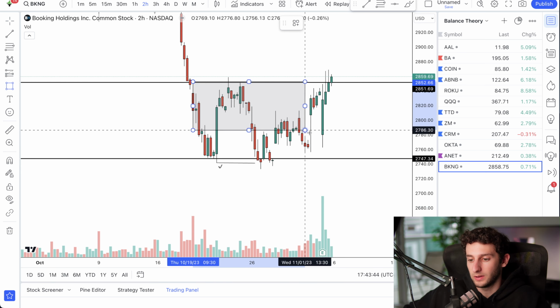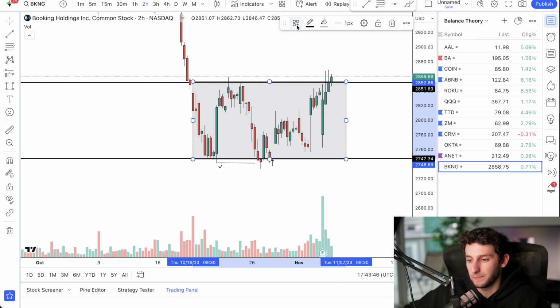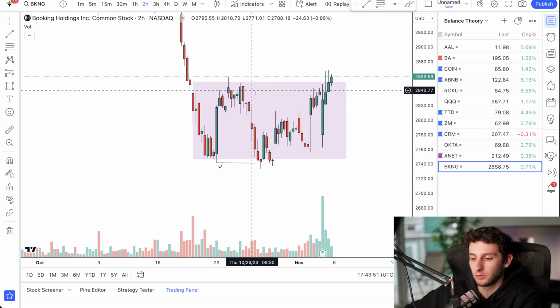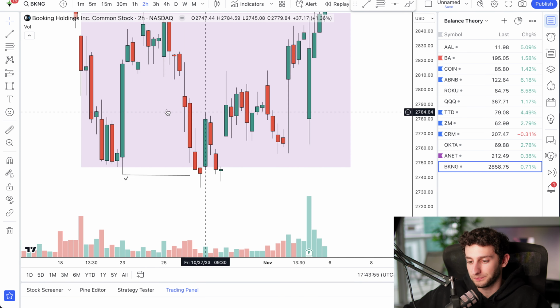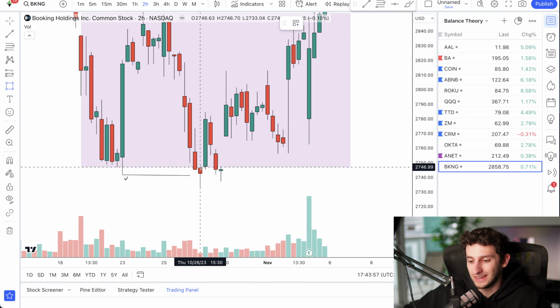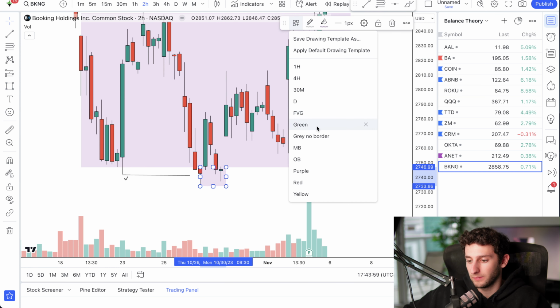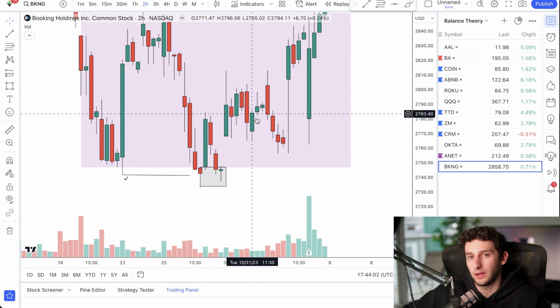I can go ahead and draw it like this. A little bit easier to see. Okay, go ahead and make that purple again. Get rid of these. Right? So we break that, we take liquidity, we come back inside, right? We zoom in. We come back into another demand zone that forms right here. We pop out and make a new high, right?